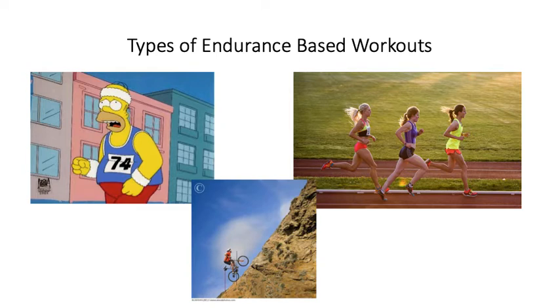Now we're going to discuss the different types of endurance-based workouts. We can be like Homer and run for a very long distance very slowly. Or we can go do hill intervals, as we can see here. It's very, very steep. Or we can do tempo runs on the track. All of these are different types of endurance-based workouts, which we're going to discuss on the coming slides.